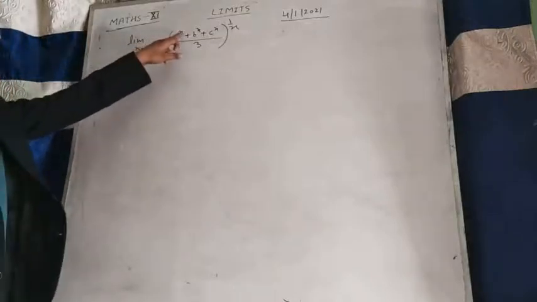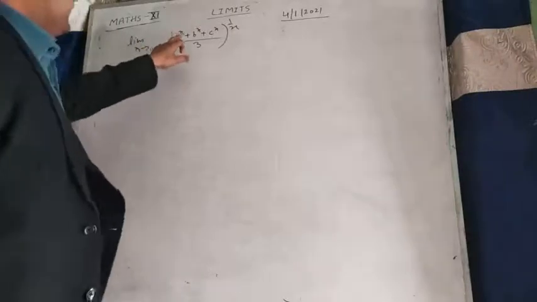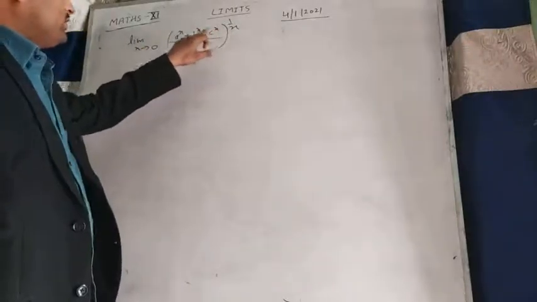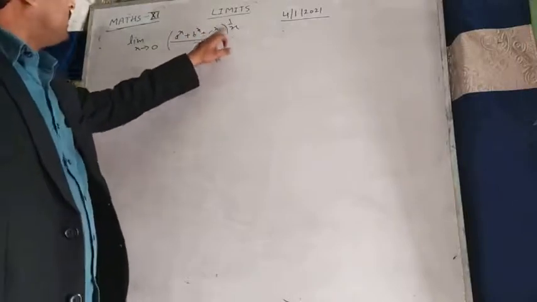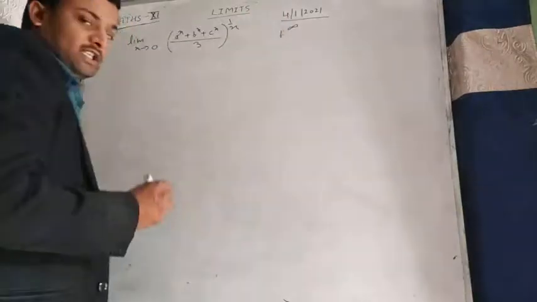And friends, we are seeing that when we put the limit, we get a^0, b^0, c^0, and its value will be (1 + 1 + 1)/3, which is 3 by 3. It will be 1 to the power infinity. So this is of the type 1 to the power infinity, students.